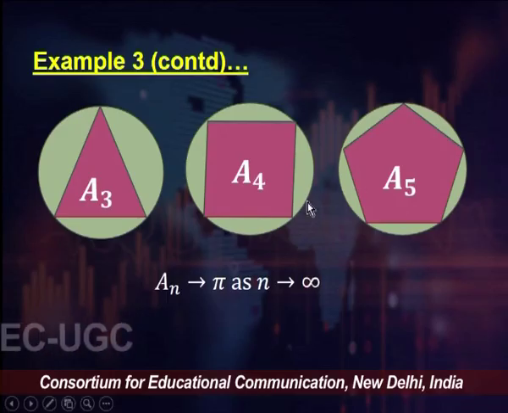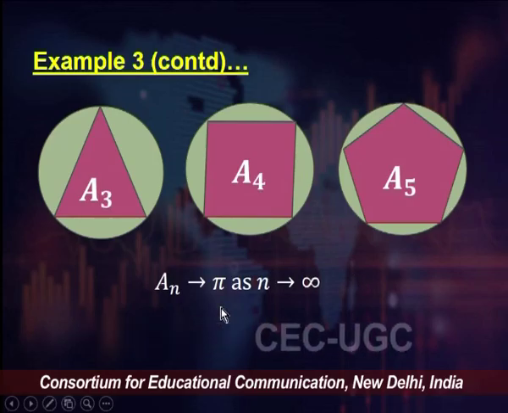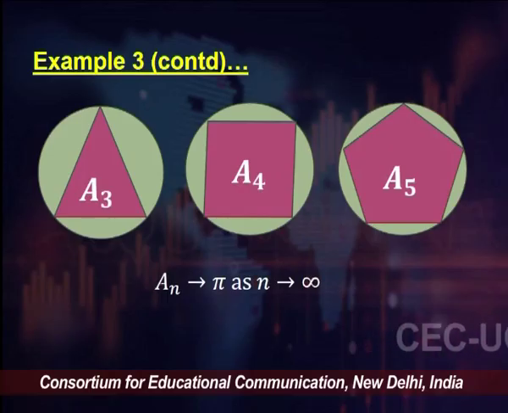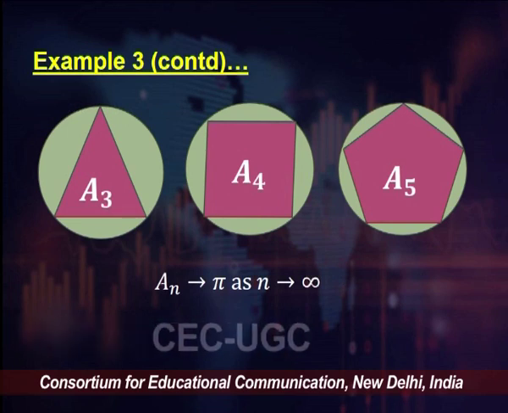You can think of this intuitively or through this picture here, and this is the result that we get. The limiting value will be pi, where pi, as you all know, is 3.1415 and so on. It is an irrational number.